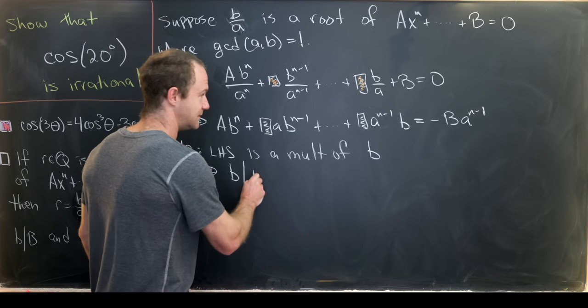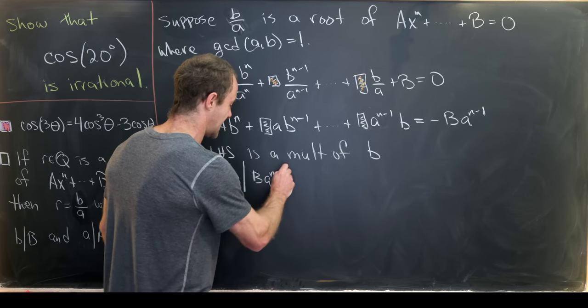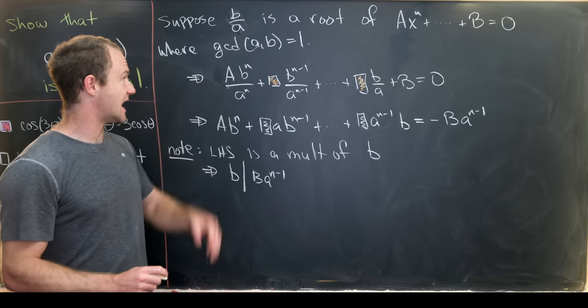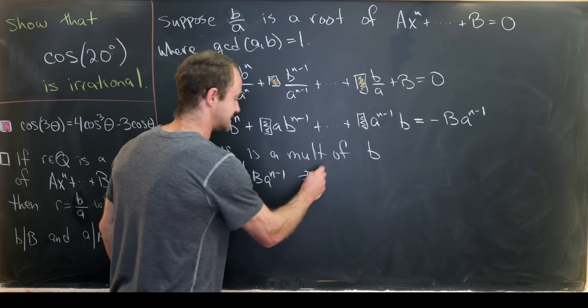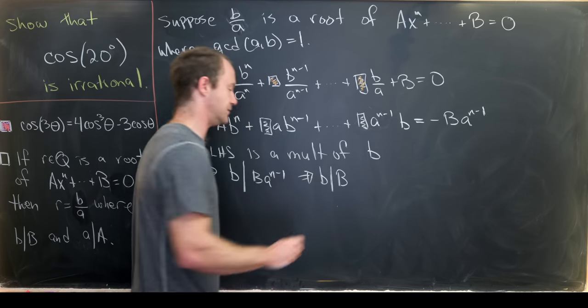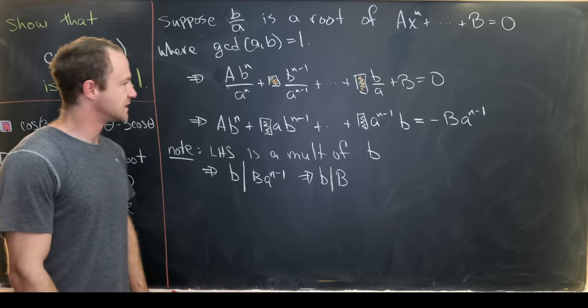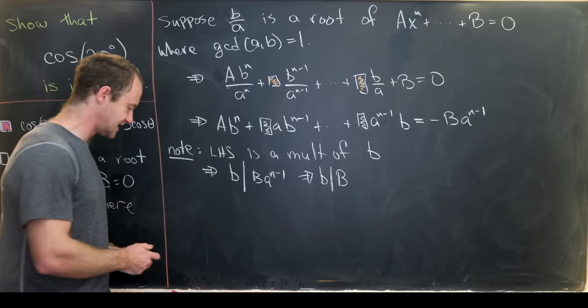But that means that b divides b times a to the n minus 1. But then, since the GCD of a and b is equal to 1, that means that little b must divide big B. And that's our first condition over here. Now, how might we get that second condition?